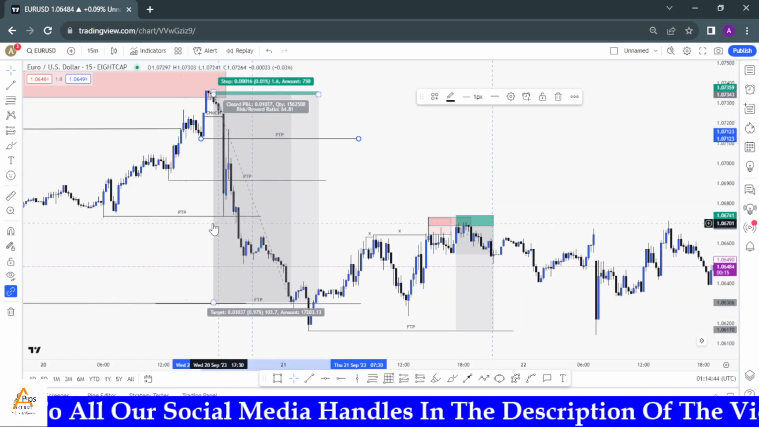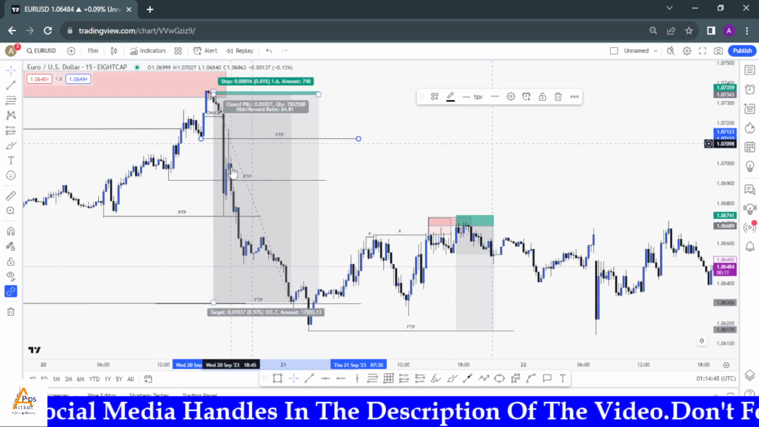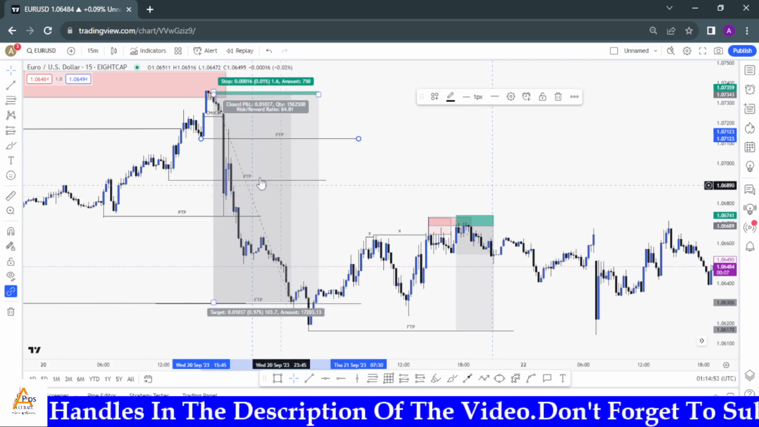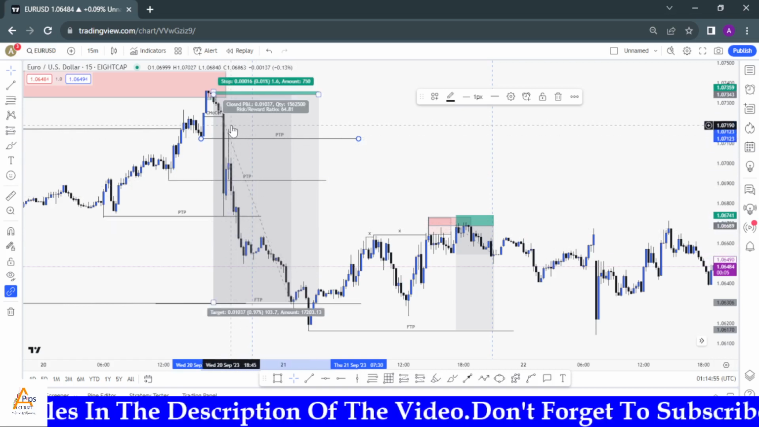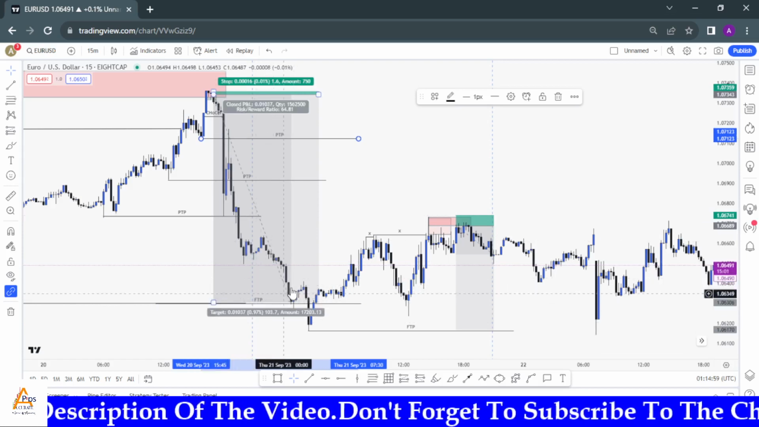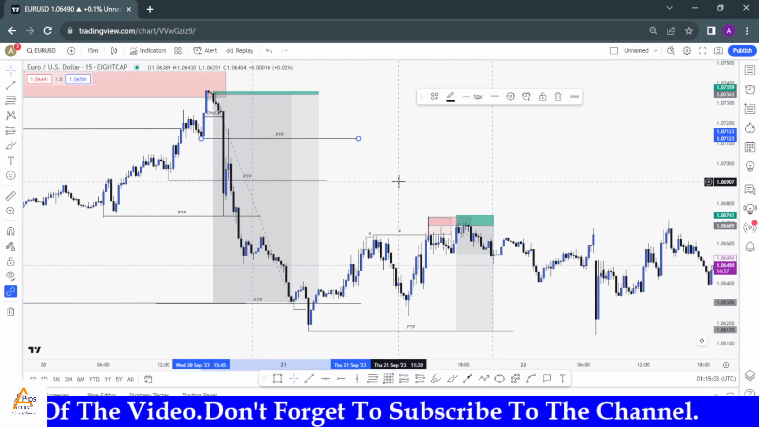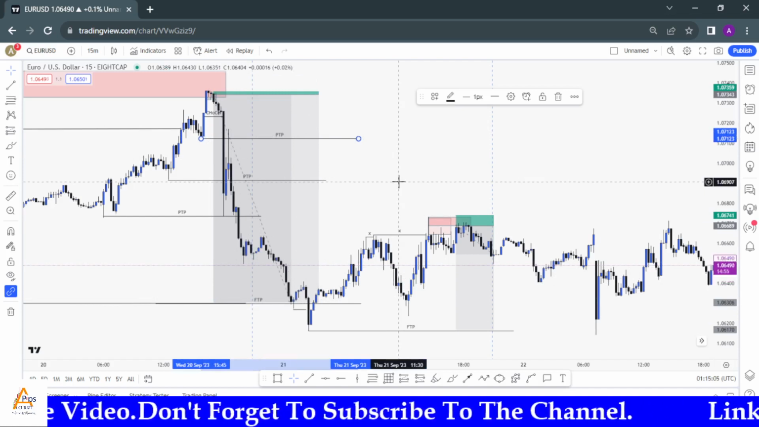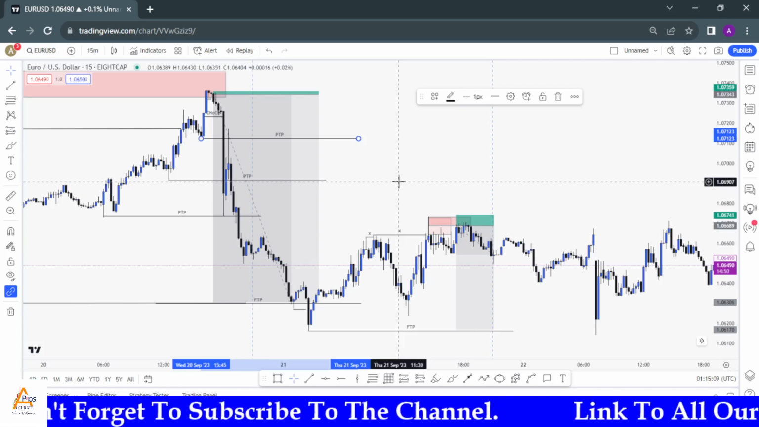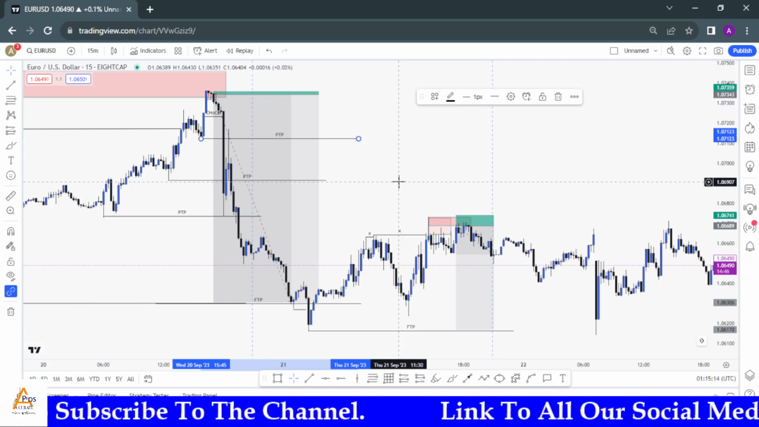Now once I take this partial, I'll move my SL from here to this high here, this pullback high. That will be where my new SL position will be. So even if the trade reverses again and comes to hit my SL here, I've not lost, I've broken even, and I've closed the majority of my positions that I opened. So that is how you manage your trade.